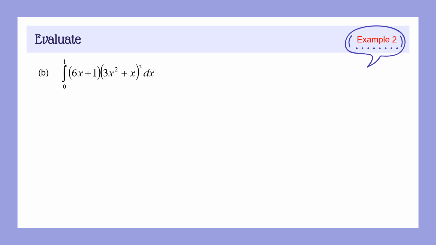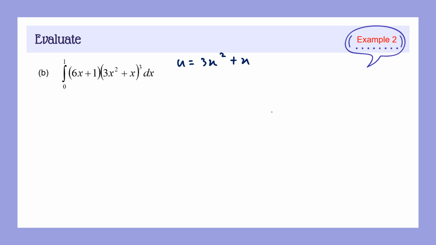So what is the good choice of u? We choose u with the bracket and has a power. So we take u as 3x squared plus x. We choose u equals 3x squared plus x because it has a power. So then we try to differentiate.